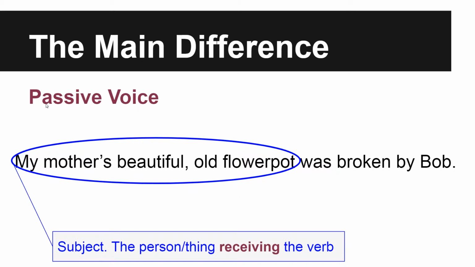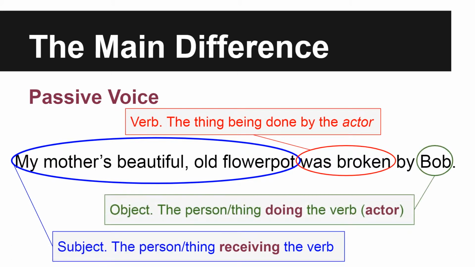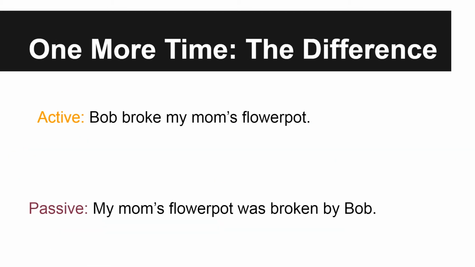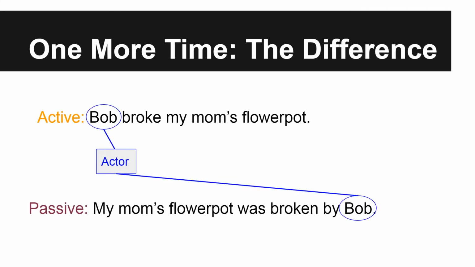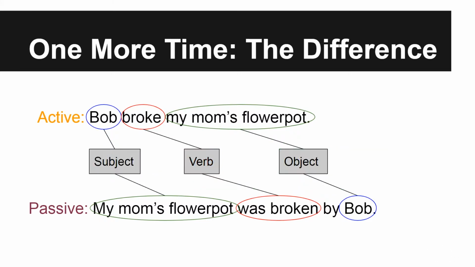So with my mother's beautiful old flower pot, nothing has changed, it's still receiving the breaking, but now it's the subject of our sentence. The verb still is breaking. It's a different form, but the same idea. And Bob, the actor, the doer of the breaking, is now the object of the sentence. So what we're doing is changing the actor from the subject to the object. We're changing the form of the verb, but not the verb itself necessarily. We're changing the receiver of the action from the object to the subject.